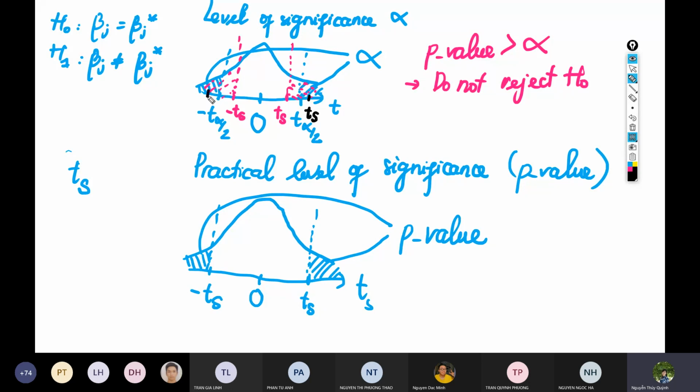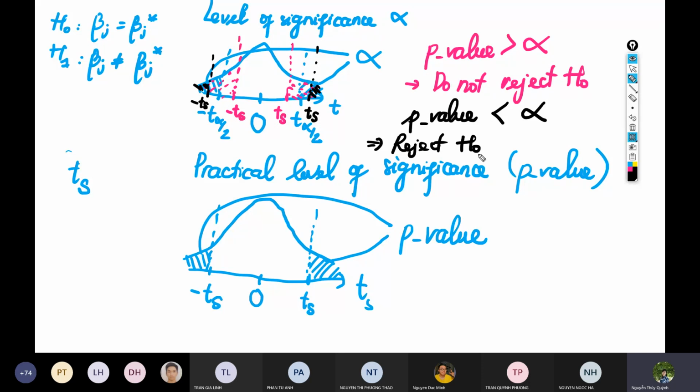But for the case where we have TS here and minus TS here, what is the p-value compared to alpha? The p-value is smaller than alpha. Then we will reject H0. So if the p-value is smaller than alpha, then we will reject H0. The same happens for a one-sided test.